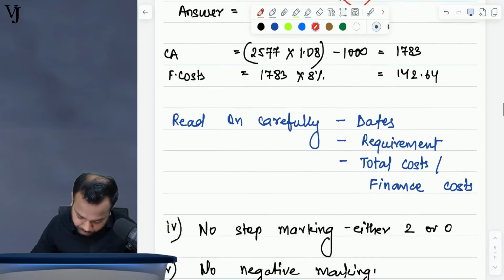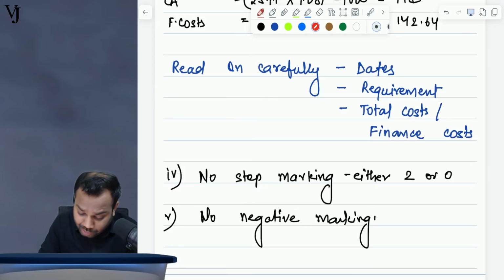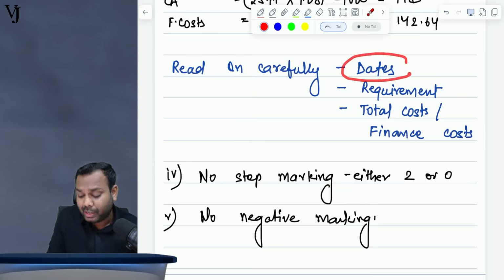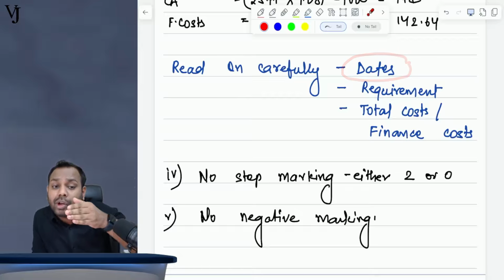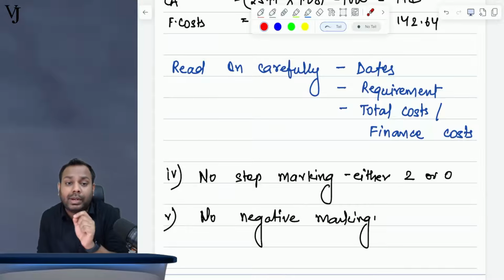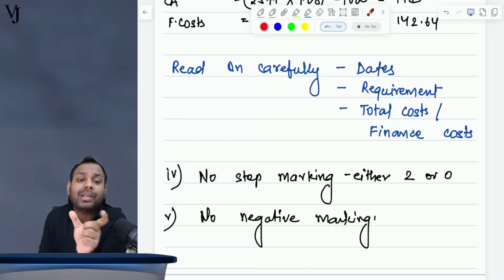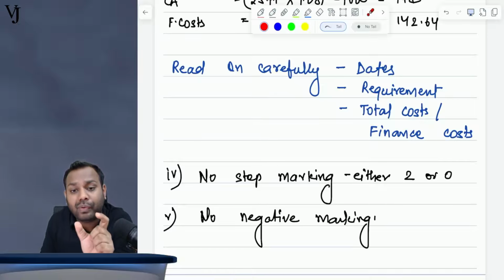Okay, now further. The examining team is saying to read the question carefully and make a note of the dates carefully. When is the lease starting? When is the finance cost being asked? What is the reporting date? What is the date of acquisition of the subsidiary? Which period expense is being asked? So make a note of the dates very carefully.